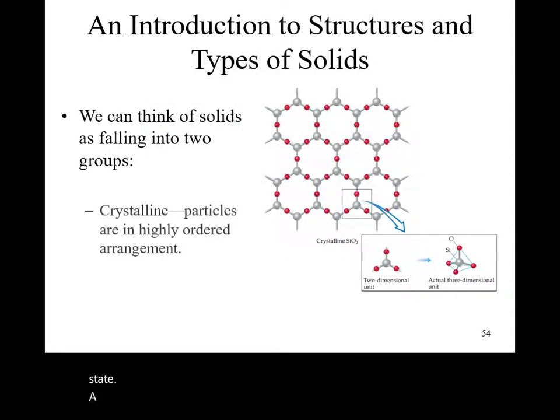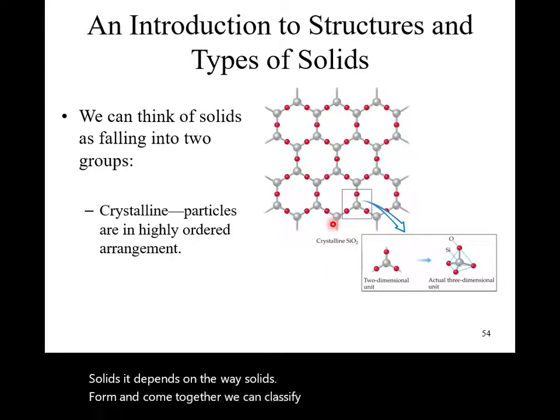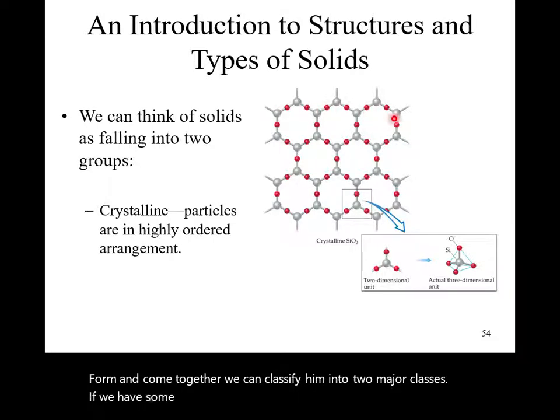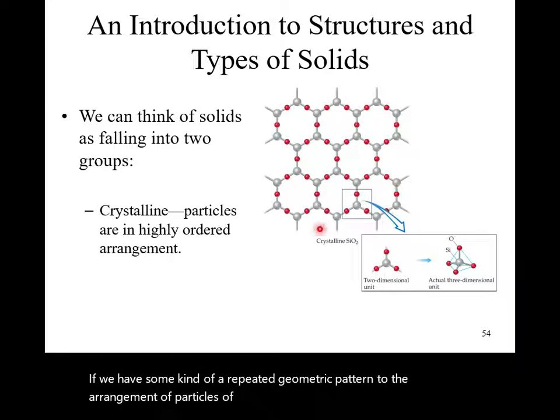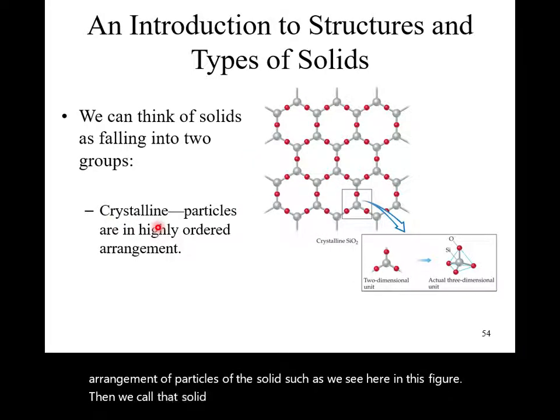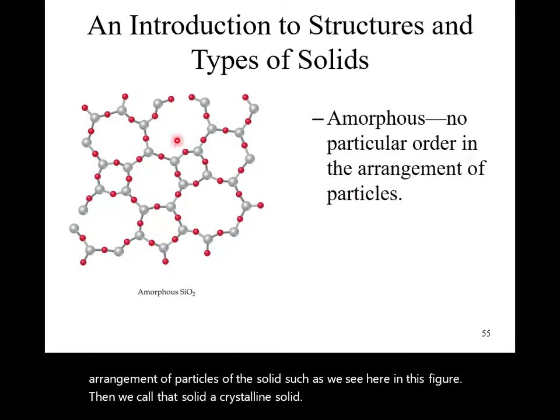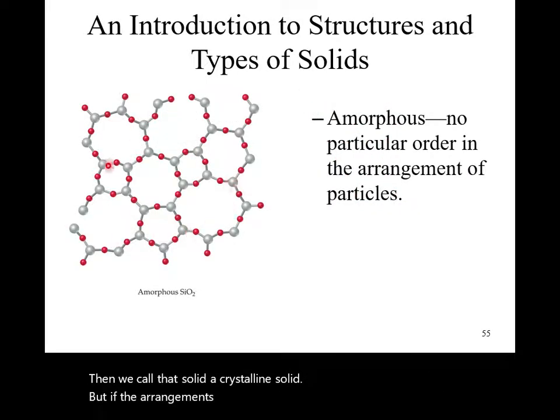Solids depend on the way they form and come together. We can classify them into two major classes. If we have some kind of repeated geometric pattern to the arrangement of particles of the solid, such as we see here in this figure, then we call that solid a crystalline solid. But if the arrangements are random, like we see here, then it's called an amorphous solid.